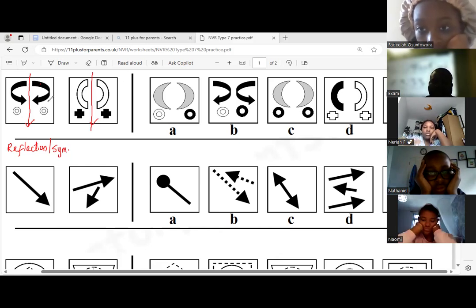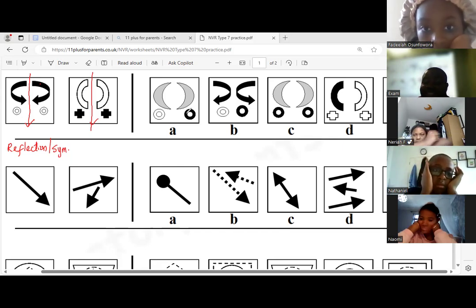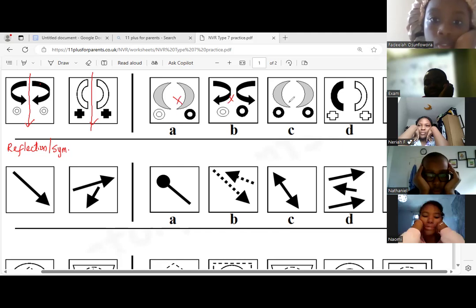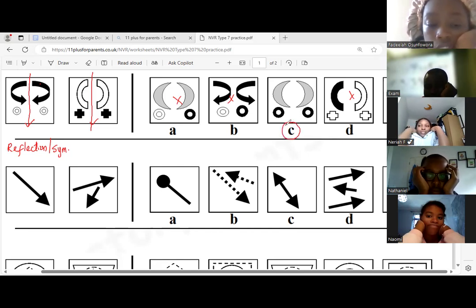So please focus. Let's look at A. Is A symmetrical, or is what we have on the left a reflection of what we have on the right for A? No, because the shading at the bottom is not the same. What about B? No. What about C? Yes. What about D? No. What about E? No. Which makes the answer C. Is that clear to everybody?